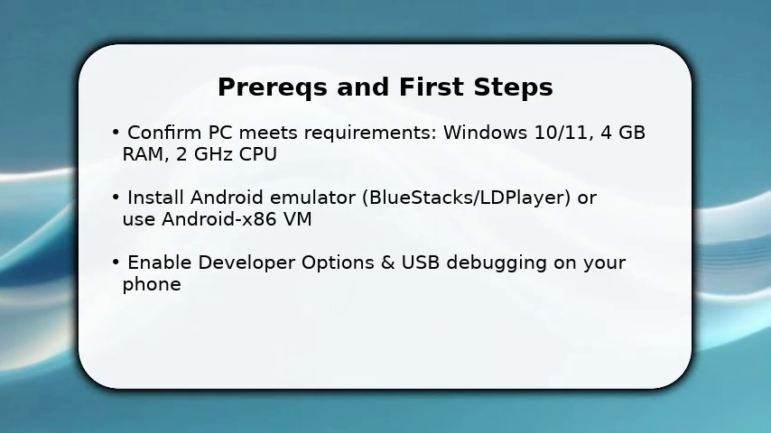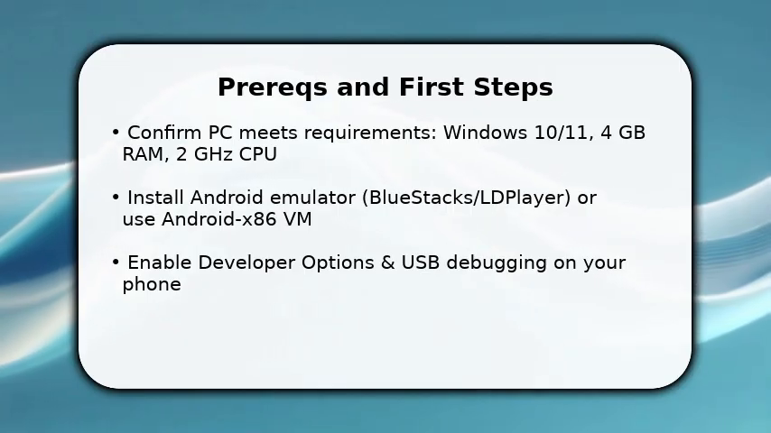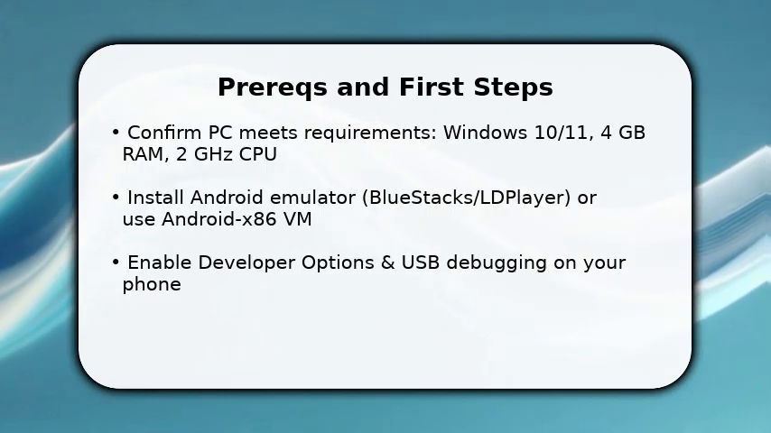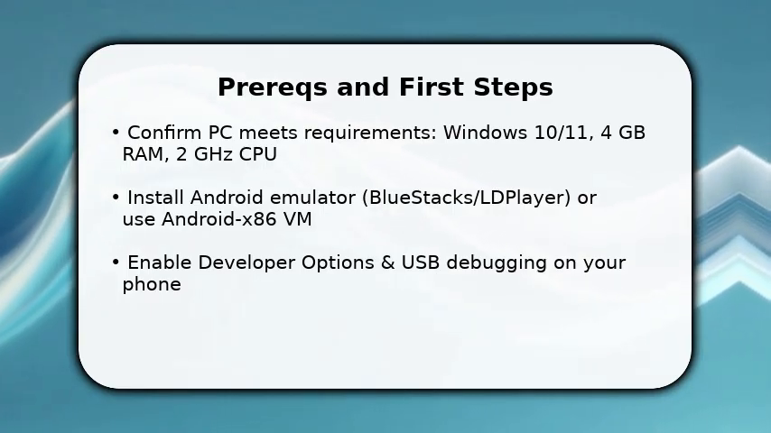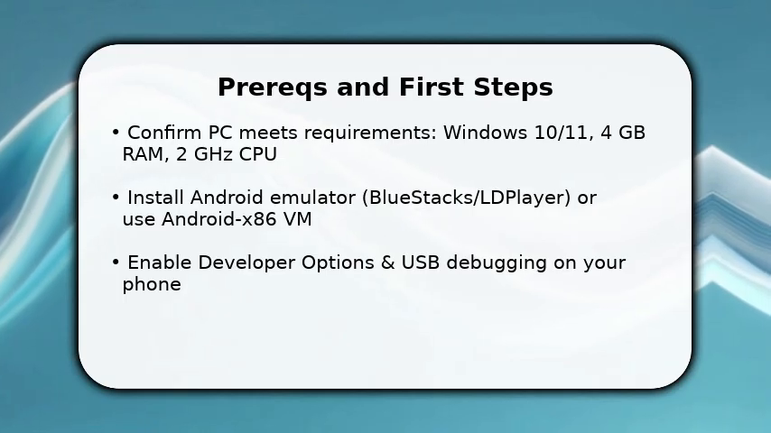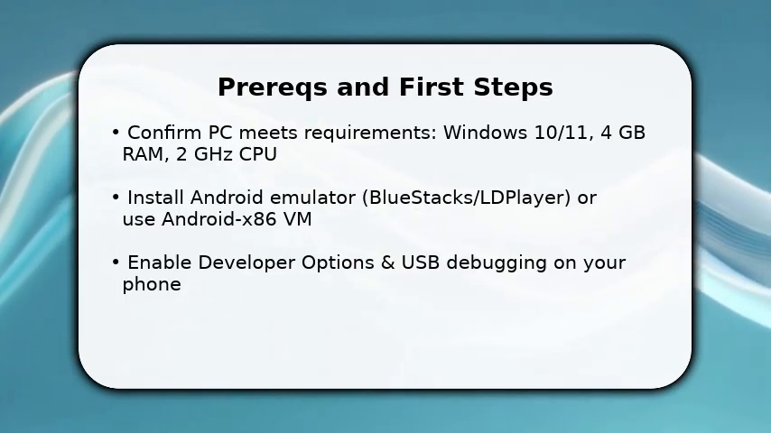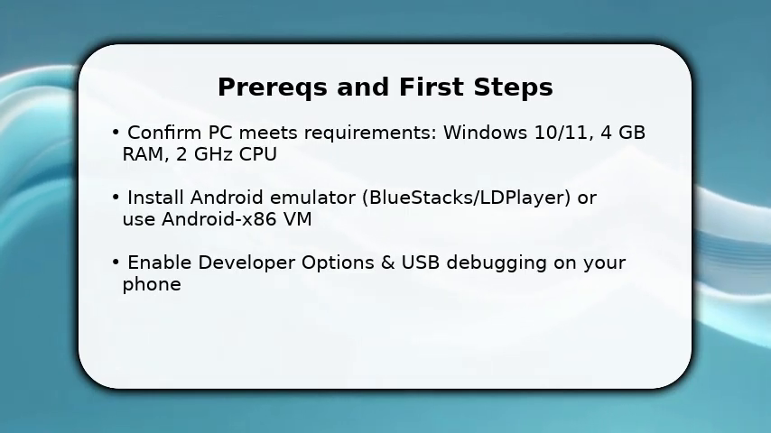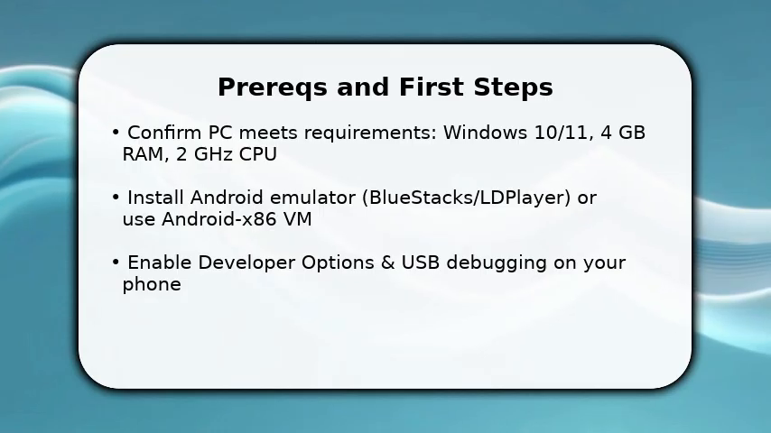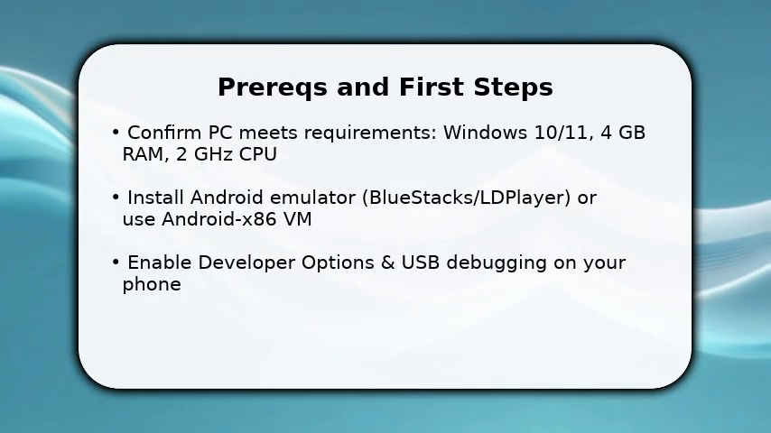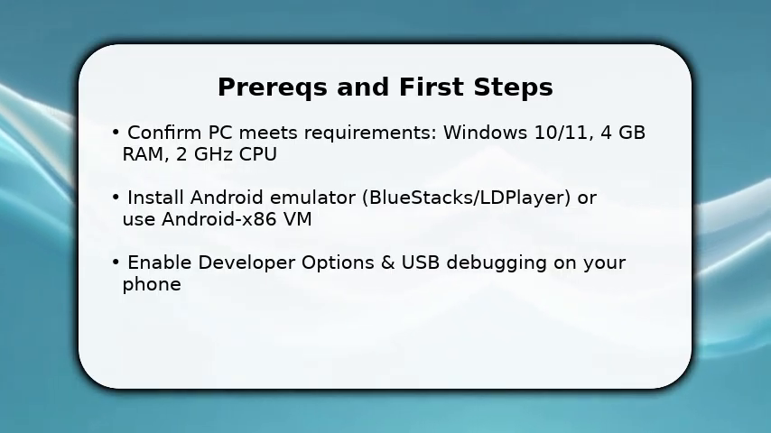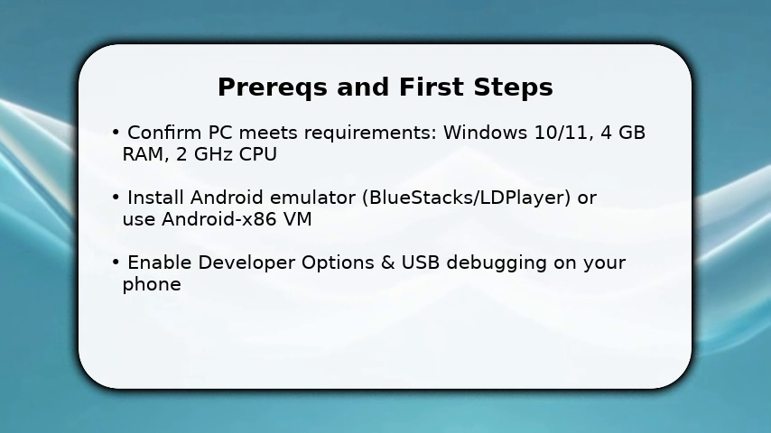You'll start by preparing both devices. First, make sure your PC has Windows 10 or 11, at least 4 GB RAM and a 2 GHz processor. This prevents stutter. Next, install a compatible Android emulator or set up Android x86 in a VM so you can run Android apps. On the phone, enable developer options and turn on USB debugging. This lets your PC communicate directly. Once done, connect the phone via USB or set up ADB over TCP to continue.